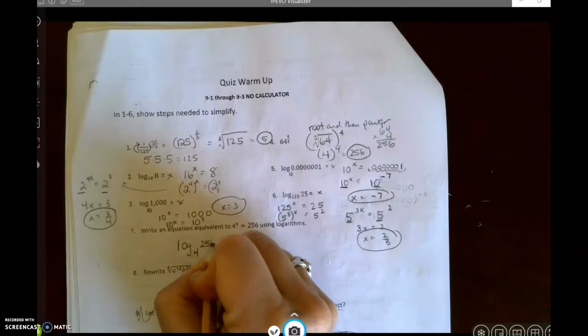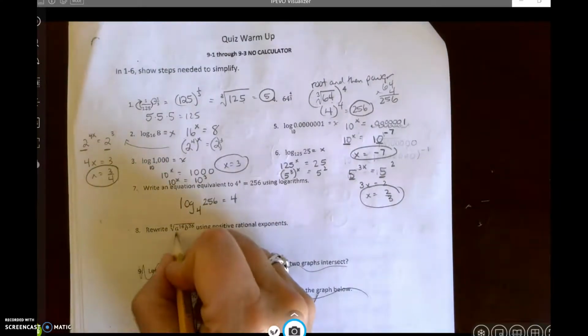Number 7, write an equation equivalent to 4 to the 4th equals 256 using logarithms. So log base 4 of 256 equals 4, because 4 to the 4th equals 256.